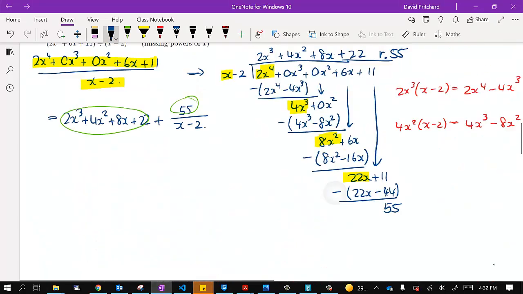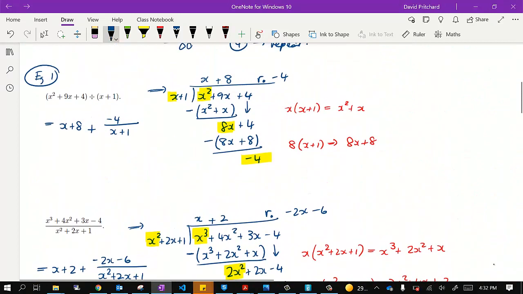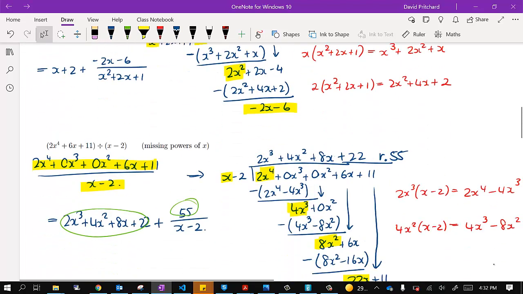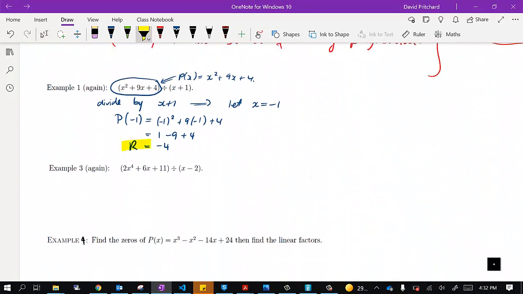So if we go back up, we've done this question before. There it is. So x squared plus 9x plus 4 divided by x plus 1. If we do that division, we end up with a remainder of -4. So we can see our remainder theorem here works. The remainder is -4. So it's really quick. If we want to find that remainder, we can do it much easier.